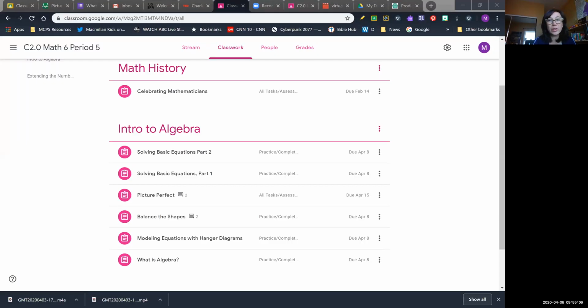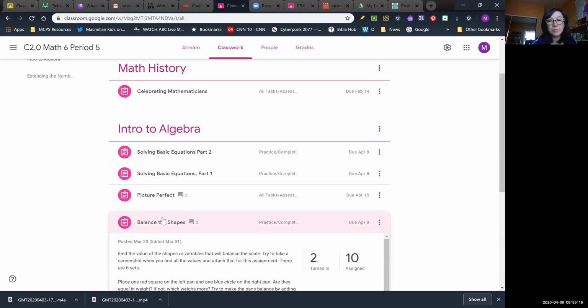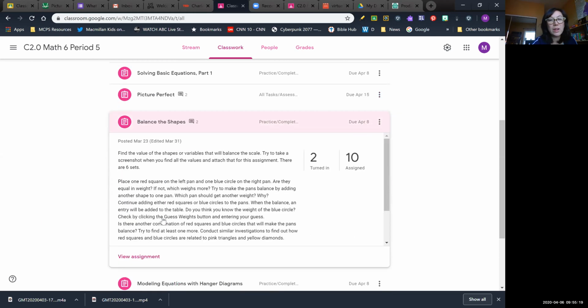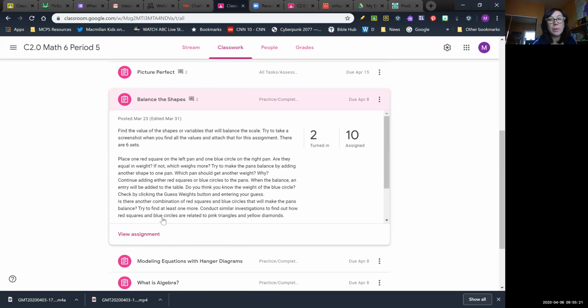I wanted to show you the pan balance activity. So let's go and take a look there. Just remember you can find all of your assignments under classwork, and it says the due dates next to them. I'm going to go to balance the shapes today. It says find the value of the shapes or variables that will balance the scale.